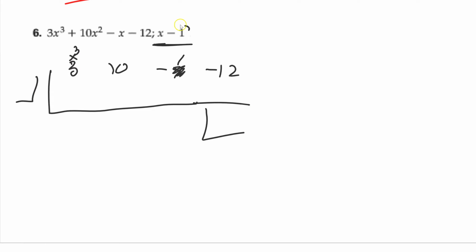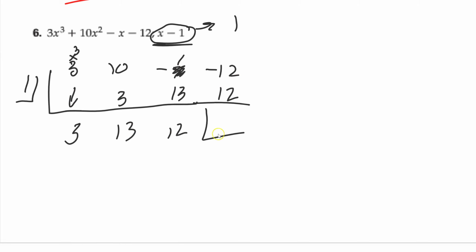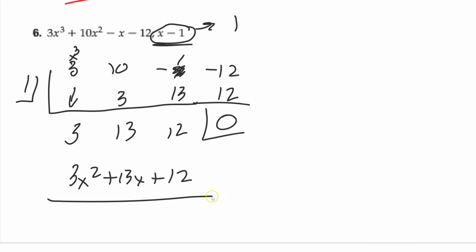Remember, it's in this form we do the opposite. If they just give you a number, use a number. But if they give it to you like that, like a binomial, use the opposite. So 3 multiply 3, add 13, multiply 13, add 12, add 12, and I get 0. This is 1 power less, so 3x squared plus 13x plus 12. Again, I still got to factor this.